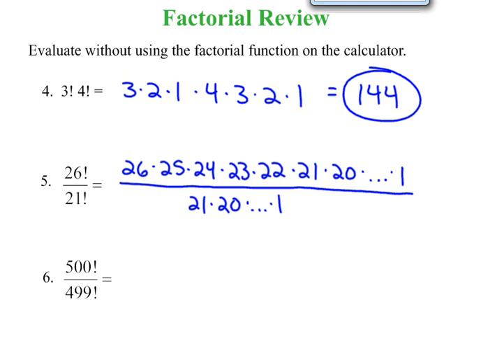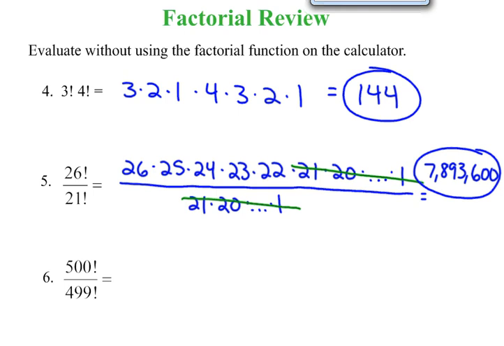So in this case, we have 21 factorial right there, and we have 21 factorial right there. So to do this problem, you could just type in 26 times 25 times 24 times 23 times 22 and get your answer. Equals 7,893,600.